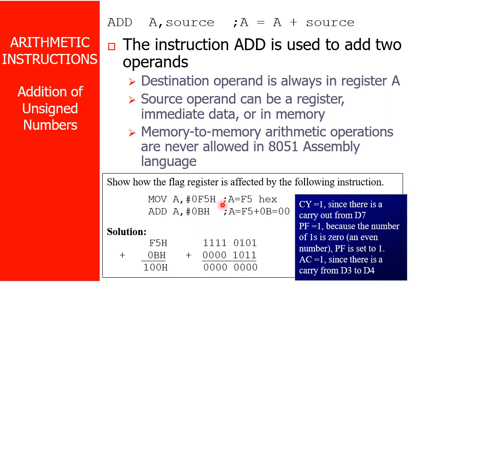So F5 plus 0B. When you are adding F5 plus 0B, there is a carry, and accumulator is 00. So the carry flag will be set if the result is more than FF.